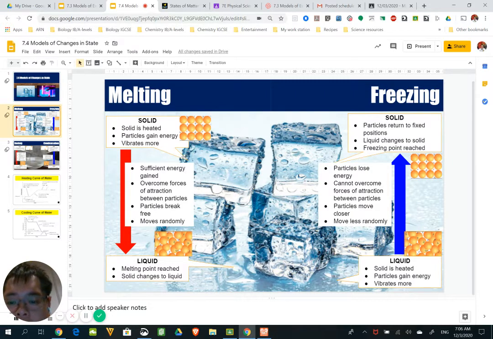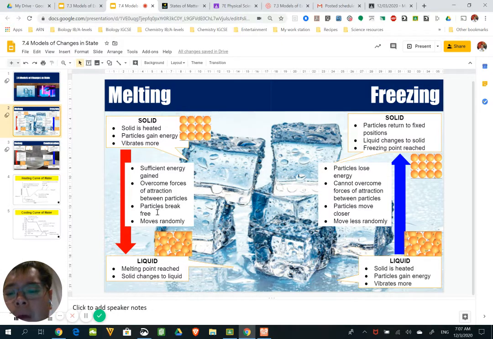Okay? So what happens here in the process is that sufficient energy has been gained. And remember, all your particles are basically attracted with each other. So what you're trying to do when you gain the energy is to overcome it, right? So remember, if you are holding your hands together, you need an external force to break it apart. Well, not really breaking your hand, but trying to pull you apart. So this is the same thing in the melting concept here. So once the forces of attraction between the particles have been overcome, the particles will break free and it will move randomly.